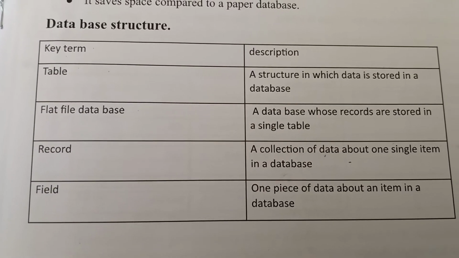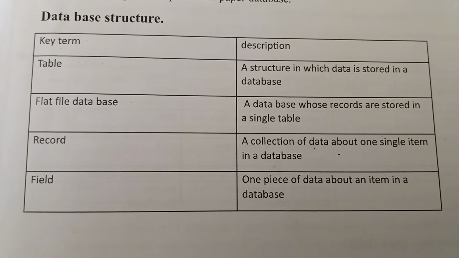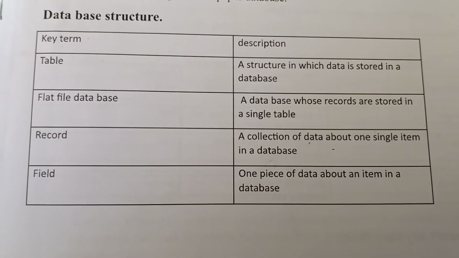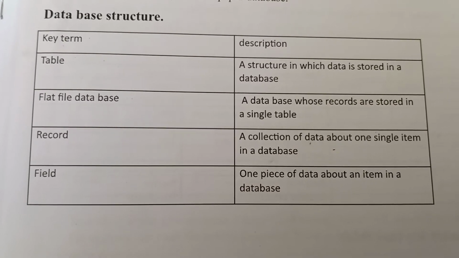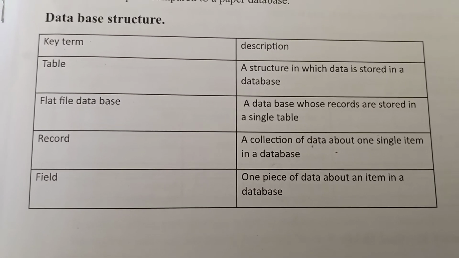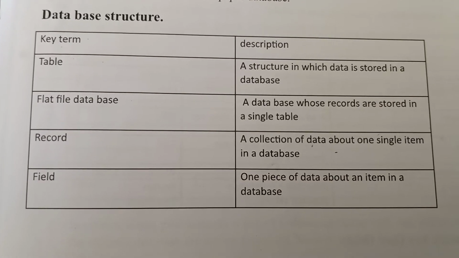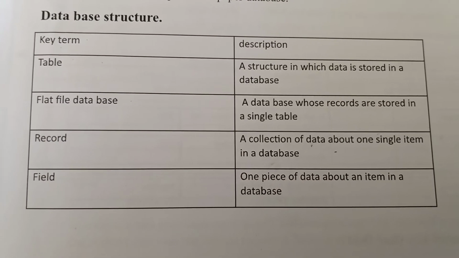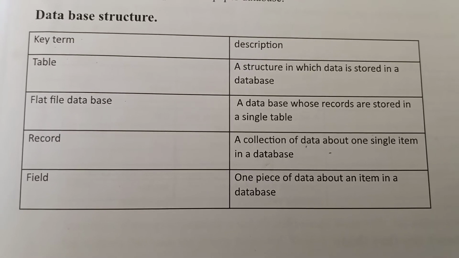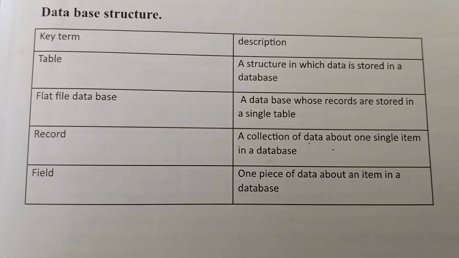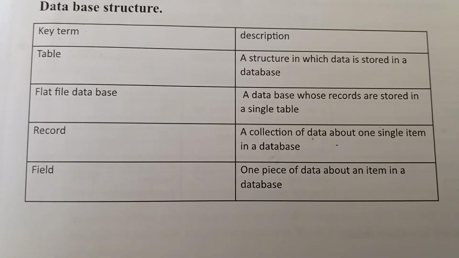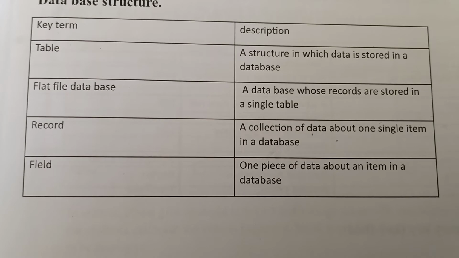When you are using a database, it is definite that you should know certain terms that we use in a database. So we will see what a database structure is and how you can create a database structure. Okay, so these are the key terms in the descriptions that are given. The first thing is a table. A table is a structure in which data is stored in the database. Then we have a flat file database, a database whose records are stored in a single table.